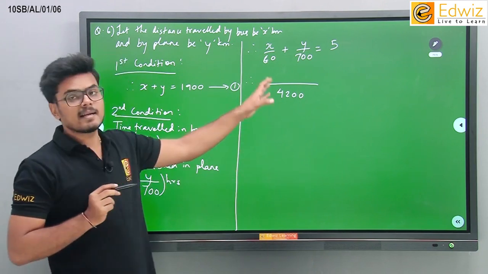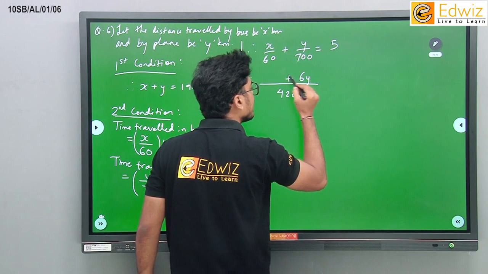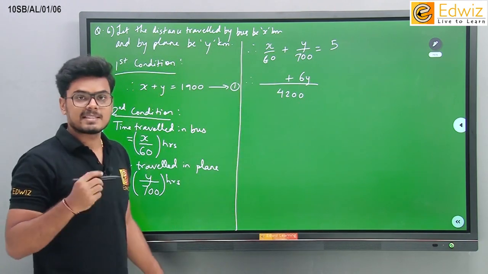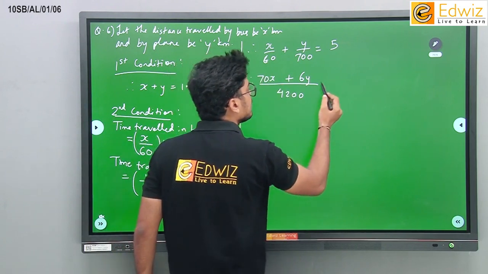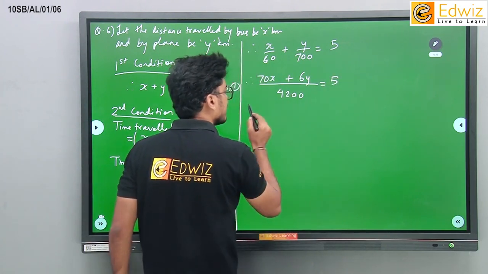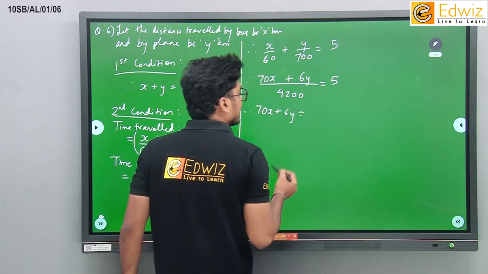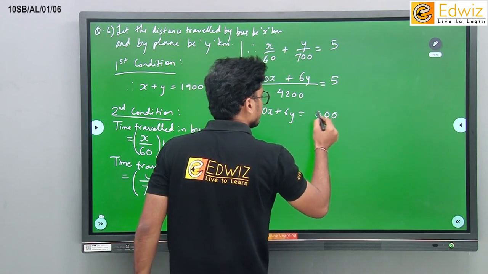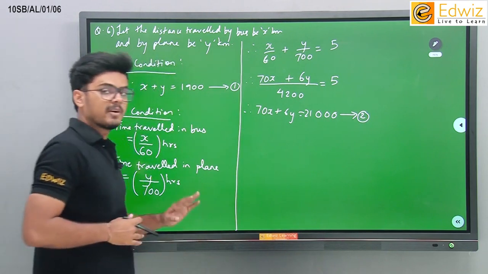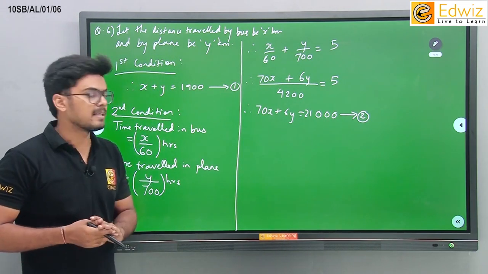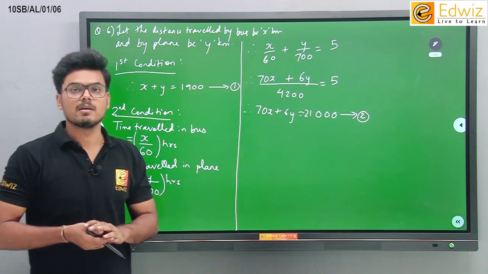Okay, now 700 into 6 is 4200. That means this will become 6y, and 60 into 70 is 4200. So this will become 70x equal to 5. Take this on the other side with 5. So it will get multiplied and the result will be 21,000. Okay, this is my second equation. First equation, x plus y is 1900. Second equation, 70x plus 6y is 21,000.